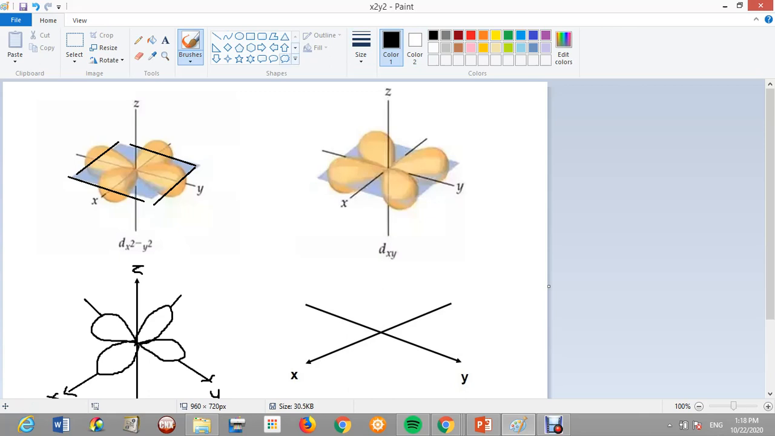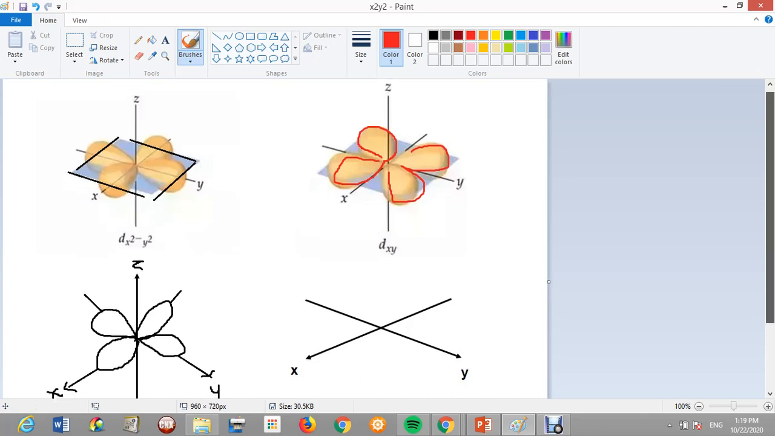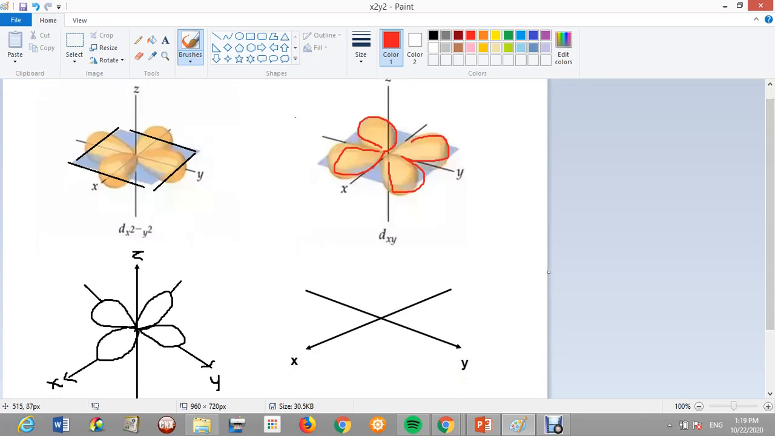the clover leaf is between our axes. You can see this is your x and y axis. So the clover leaf is between the axes. It's not on the axis, it's between the axes. That's why firstly we draw the x and y axis first.